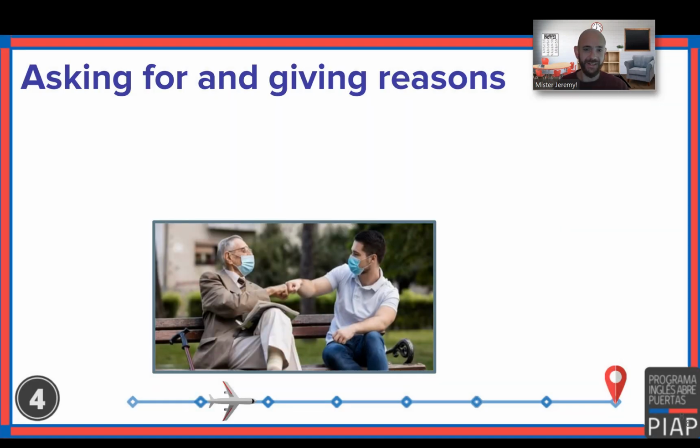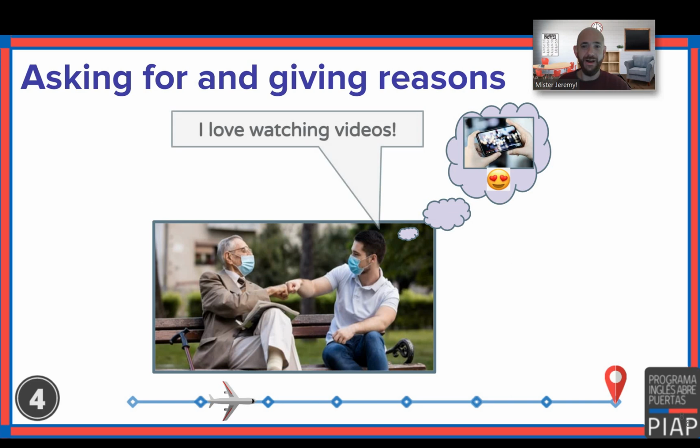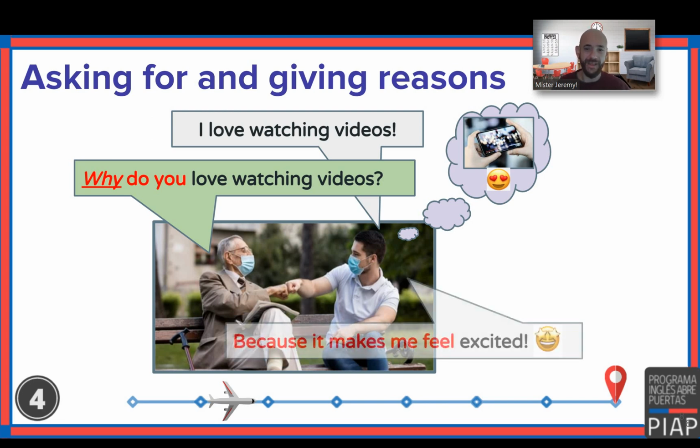For the second example, you could choose to do it again all by yourself, or this could be the first one where you get a student to participate with you. You could ask a student to be the boy or the grandpa. So, I love watching videos. Why do you love watching videos? Because it makes me feel excited. Again, you could have a student do this with you, or you could still do it alone. By the third one, you definitely need students involved.